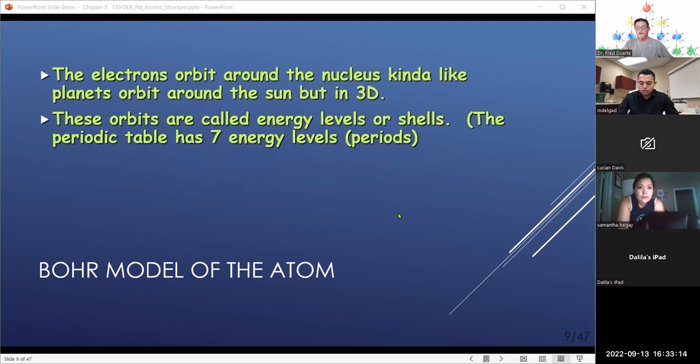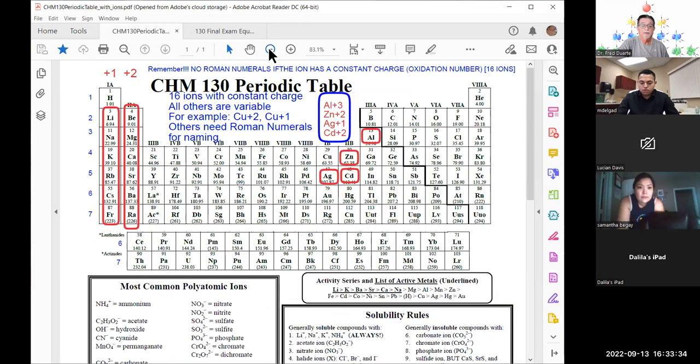You may see the term shells. I prefer to use the term energy levels. And the periodic table, as I showed you, has 7 distinct shells. If you look at the periodic table, bring it up here again. The first energy level, change the color here, encompasses number 1, hydrogen.